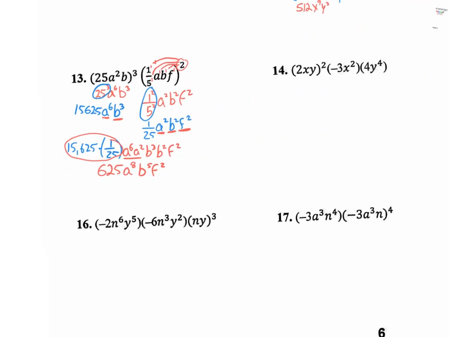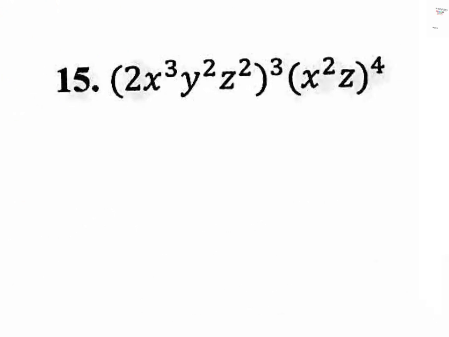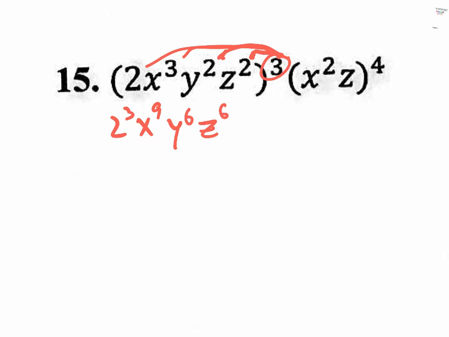15. Distribute outside exponent to each and every inside. Right there, we get 2 to the 3rd. Right there, we get x to the 9th. Right there, we get y to the 6th. Right there, we get z to the 6th. Then over here in blue, 4, distribute it, you'll get x to the 8th. Distribute it, you get z to the 4th.